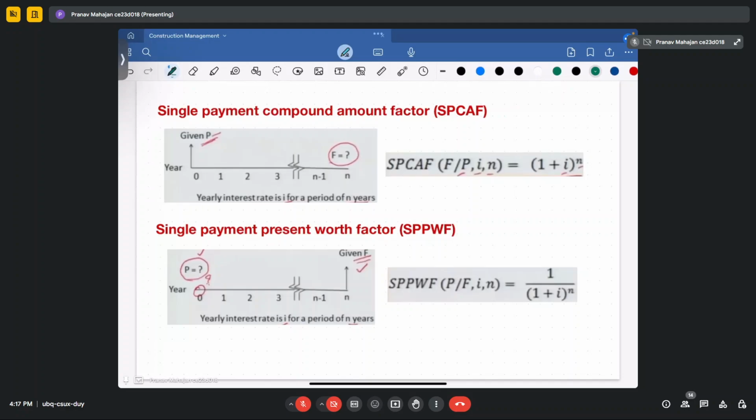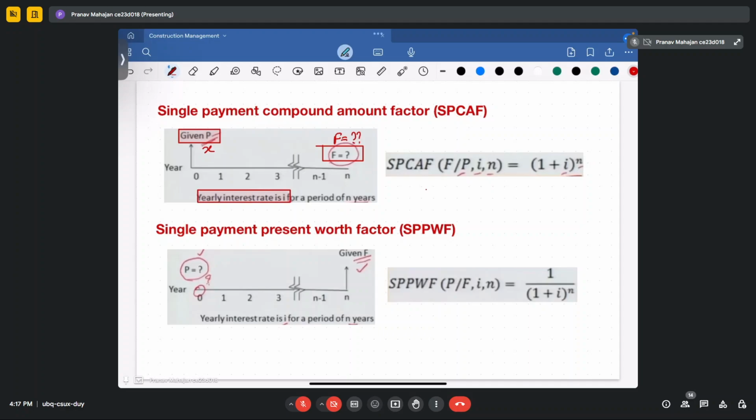So the first factor that we have taken into consideration is the single payment compound amount factor. That means you are supposed to calculate the future value of the money, given you have the principal value and the number of years. So suppose you have this value x. Then what will be the value of this x in future? That is required to be calculated, given the yearly interest rate is I. So how will you calculate?